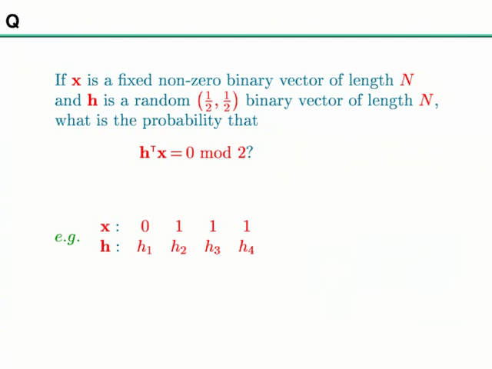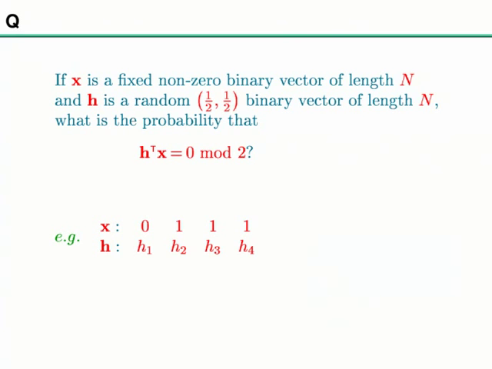If I give you a fixed vector x, which is non-zero, it's non-zero because, in fact, it's the difference between two noise vectors n that are different from each other. So that makes it non-zero. If I give you a fixed vector x, which is non-zero, and it's binary, and it's got length n, and then if I bring along a single row of this matrix, h, just one row, and if I call its elements h1, h2, h3, h4, what's the probability that the inner product between h and x is zero?